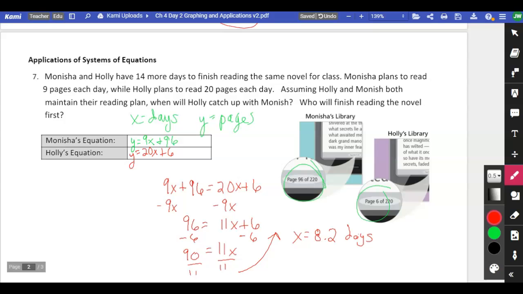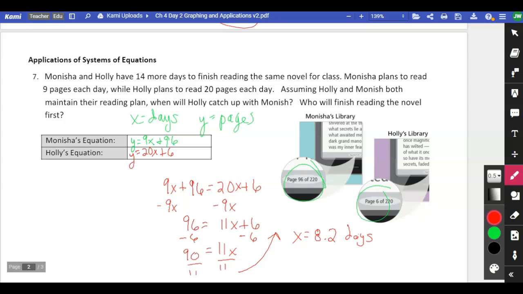On the 8th day, she's going to catch her. So who will finish it up first? Well, if they catch each other in 8 days, and we quickly check to make sure that that's not going to put us past the end of the book, which it doesn't. If we just did some quick rounding, 8 times 20 is 160 plus 6. It's 166 plus the 0.2, which is only a couple more pages. So no, they're not going to get to page 220.